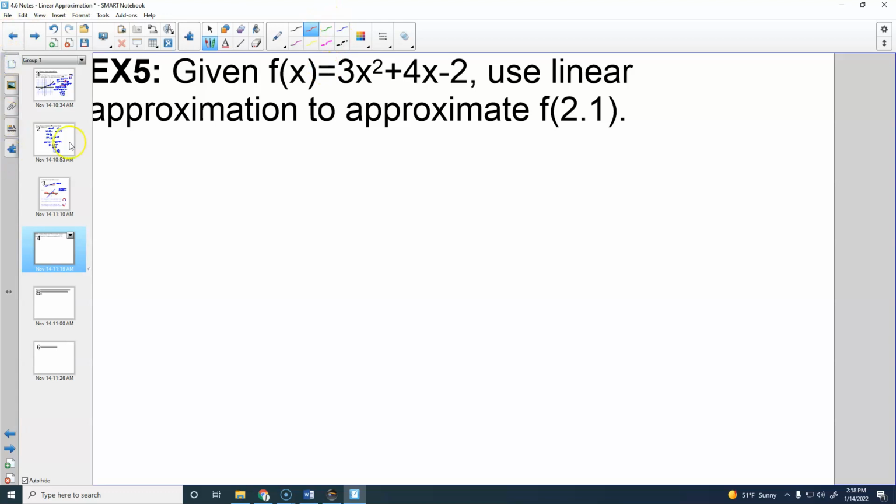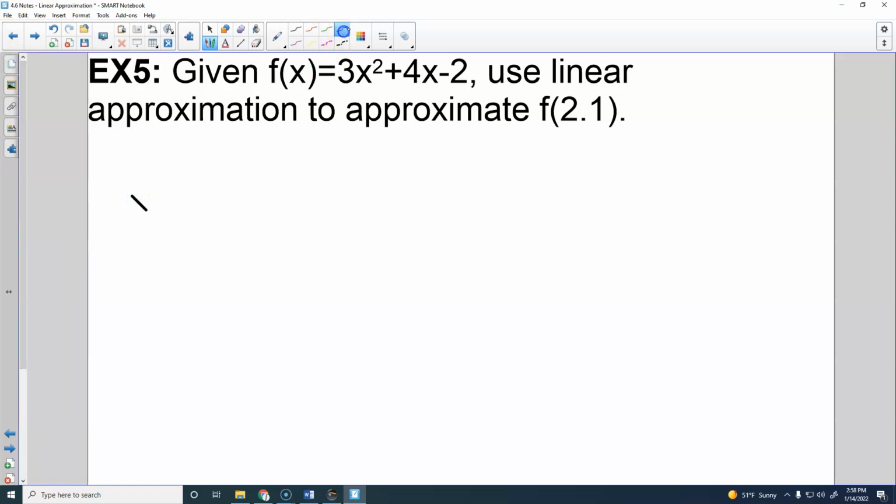Okay, we got a couple more to do. For this particular function, we're supposed to use a linear approximation to approximate f of 2.1. Now this one you actually could do without a calculator, but it's going to take a little bit of work because you have to square a decimal and multiply. Is it less work than doing the tangent line? Probably, but I didn't want to give you anything too awful here.